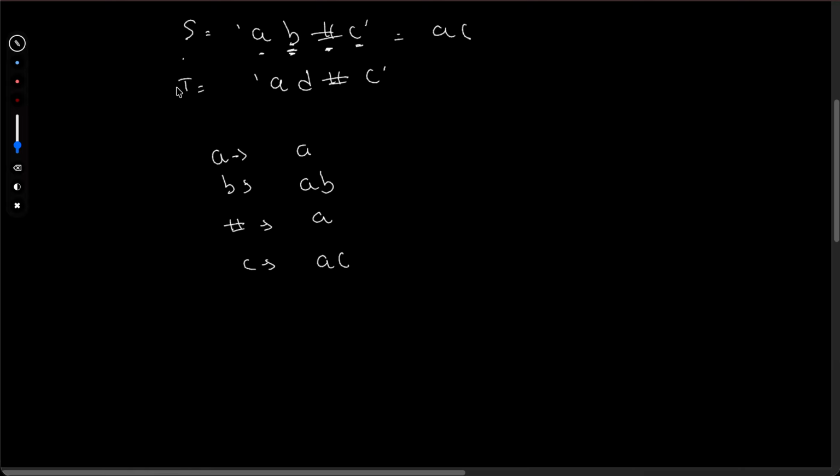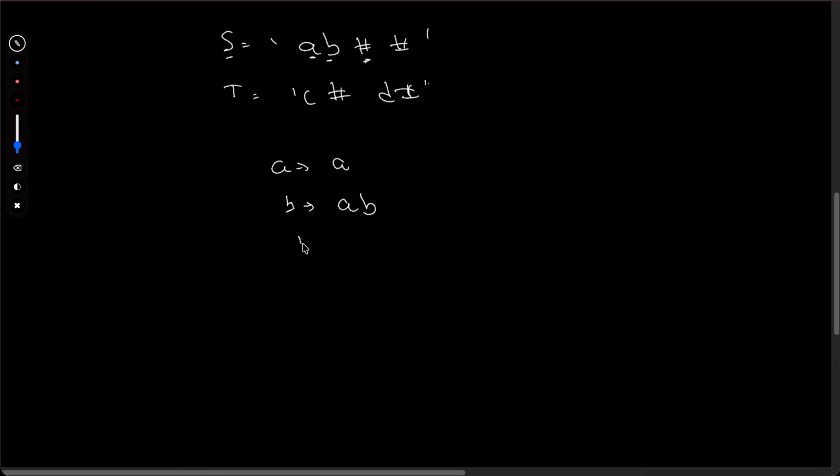Now let's process string T. So a, so the result becomes a. Next is d, so the result becomes a d. And the third one is the hash symbol, so delete d, so now it becomes only a. The fourth one is c, so it becomes a c. The final result of T is also a c. Both final strings are equal, so the answer is true.